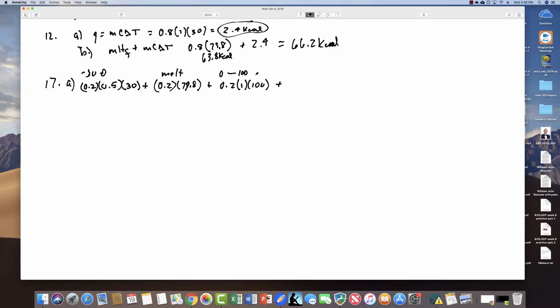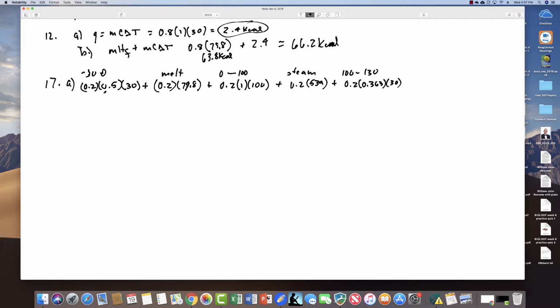Then you have to convert the water to steam. So you boil. So that's going to be 0.2 times the heat of vaporization, which is 539 kilocalories per kilogram. And then lastly, you have to heat the steam from 100 to 130, which is 0.2 times 0.363, which is the specific heat of steam, times 30 degrees, which is the change in temperature. So you have 5 steps that you have to go through.